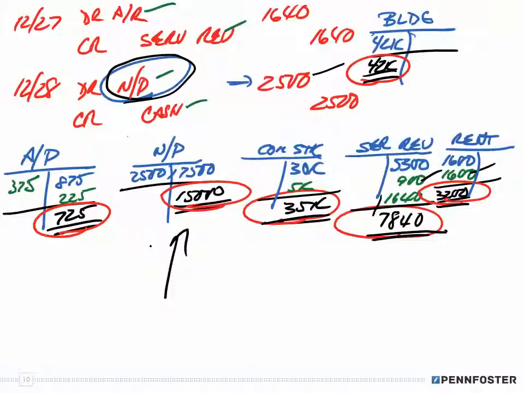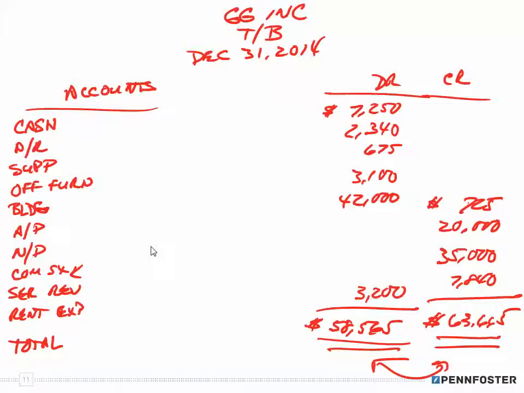Okay, and now that I know that my notes payable is 15,000 instead of 20,000, I would then have to come over to my trial balance, okay, and write in the 15,000. And because now when I do the math, I actually end up with 58,565. Okay, and I see that my debits equal my credits, and I found my mistake, corrected it, and brought my books into balance.